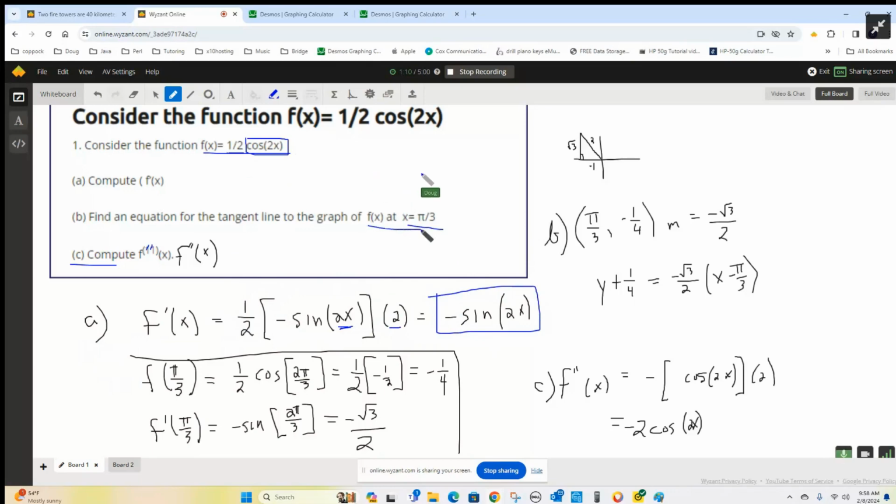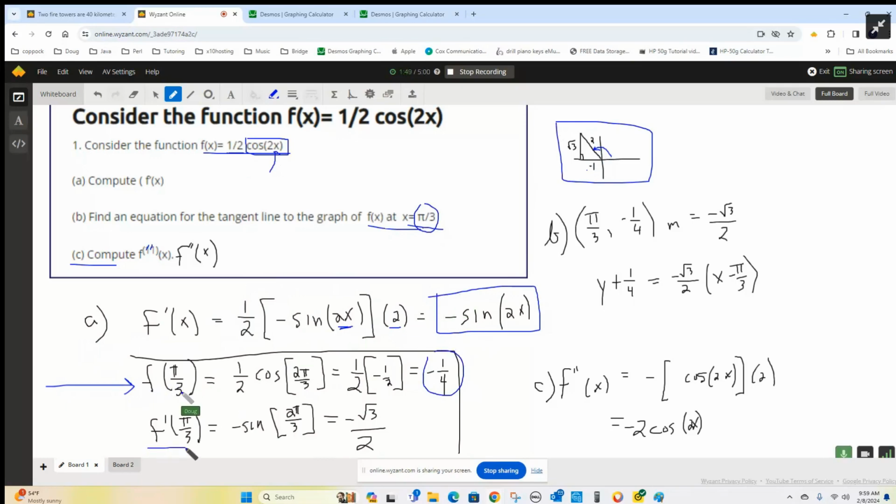To write the equation of the tangent line, we need to know the x and y coordinate of the point on the graph. That's what we did here. Calculate the y coordinate. F of pi over 3 means put pi over 3 right there. So the cosine of 2 pi over 3, you could use the unit circle. You could realize that this is 2 pi over 3. We've got a 30, 60, 90 right triangle. The cosine is negative 1/2. So the y coordinate of the point on the graph is negative 1/4.